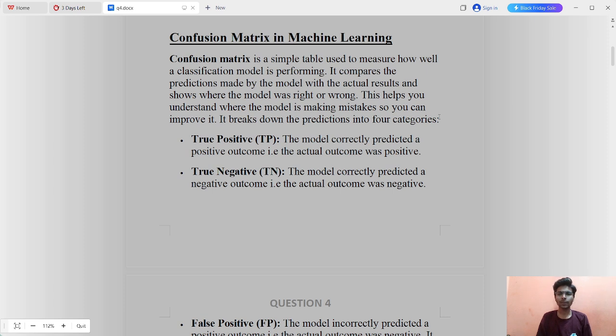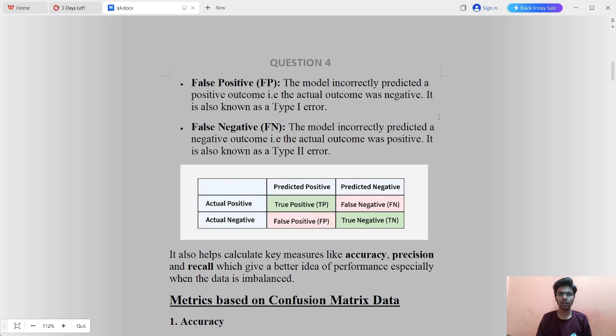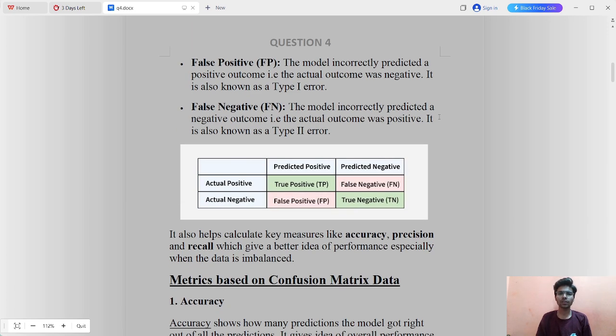True positive is TP. The model correctly predicted a positive outcome, i.e., the actual outcome was positive. And true negative. The model correctly predicted a negative outcome. The actual outcome was negative. The third one is false positive. The model incorrectly predicted a positive outcome. The actual outcome was negative. It is also known as type 1 error. Fourth one is false negative. The model incorrectly predicted a negative outcome, i.e., the actual outcome was positive. It is known as a type 2 error.